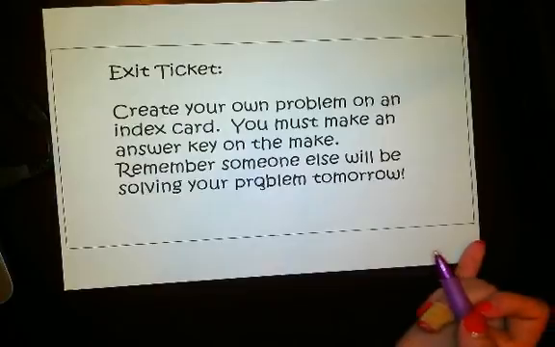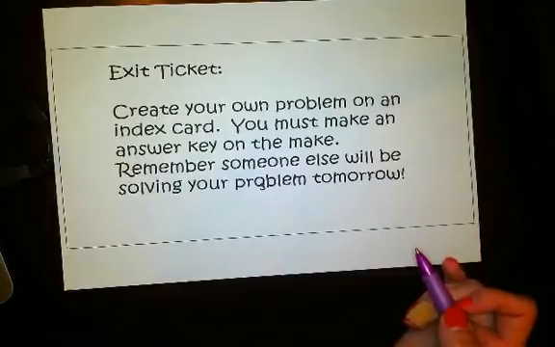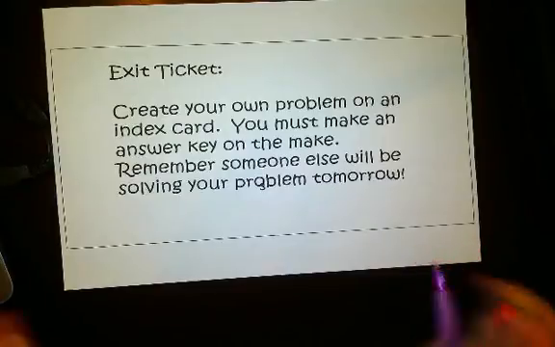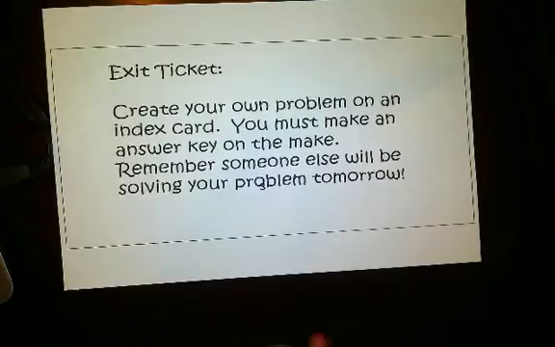So when I have them create their own problems, they can make a fraction and then have somebody turn it into a decimal and a percent, or they can make a decimal and turn it into a fraction and a percent, or they can make a percent and turn it into a fraction and a decimal. The key is they want to make sure their fraction is simplified, and they need to make an answer key on the back because the person solving the problem needs to have something to check their answer with.